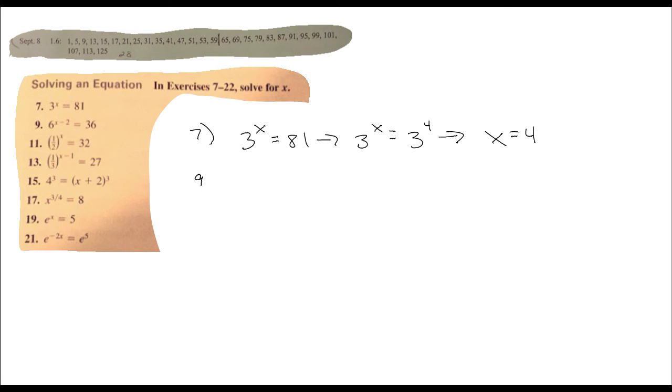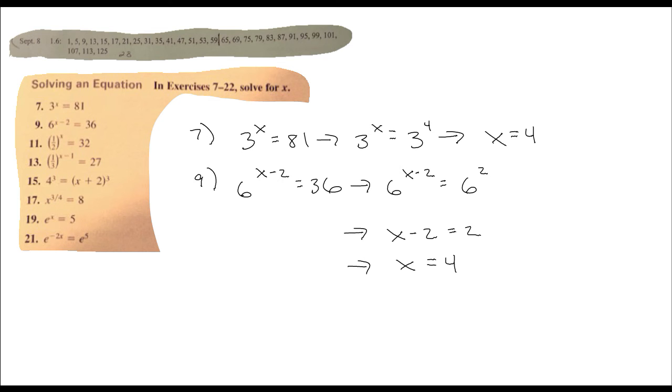Okay, for number 9, 6 to the power of x minus 2 is equal to 36, which means 36 is 6 squared. Okay, now the bases are the same, so now I can just equate the exponents. And adding 2 to both sides gets me x equal to 4 again.